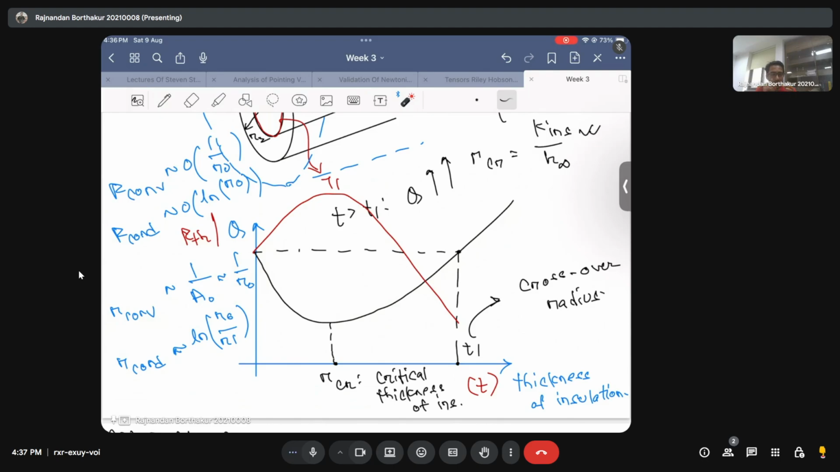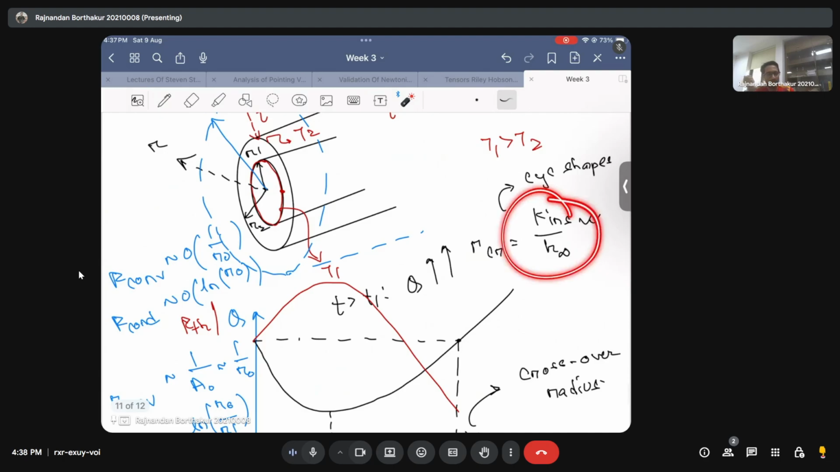And that is the reason why we see a minima in the rate of heat transfer, and that minima is easy to evaluate. You calculate the net resistance, which is just going to be R convection plus R conduction. You differentiate this R with respect to T and set it equal to 0. You will simply get this to be equal to K insulating by H infinity.